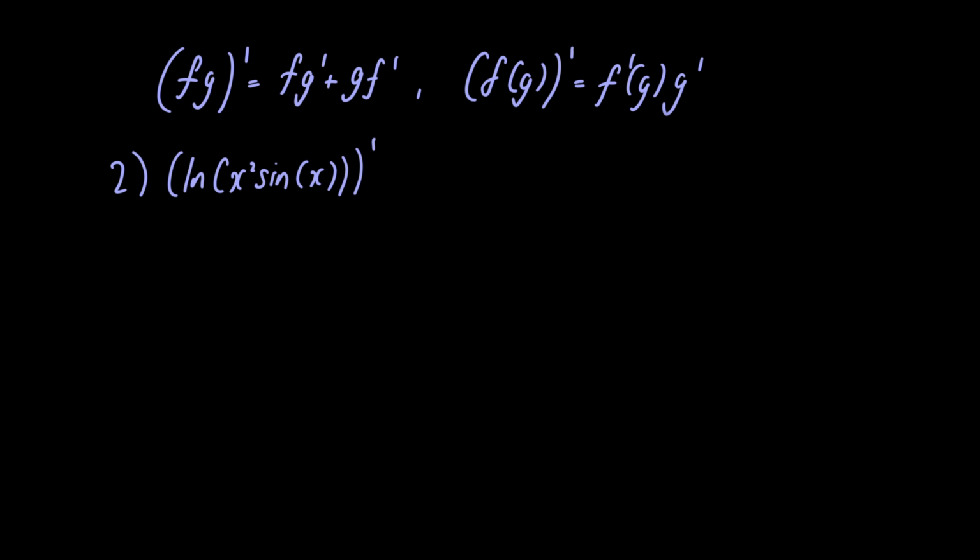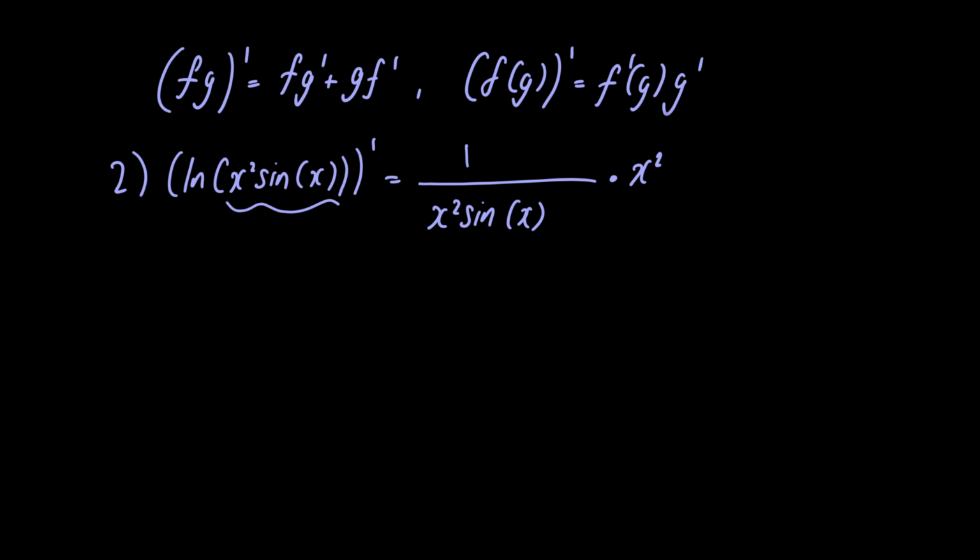For the second problem, let's find the derivative of the natural logarithm of x squared multiplied by sine of x. So we're going to have to apply the chain rule and then the product rule. So let's go ahead and do that. The derivative of the natural logarithm of x is just 1 over x, and x in this case is x squared multiplied by sine of x. We're going to be multiplying this by the derivative of the inside part. So we're going to have to apply the product rule.